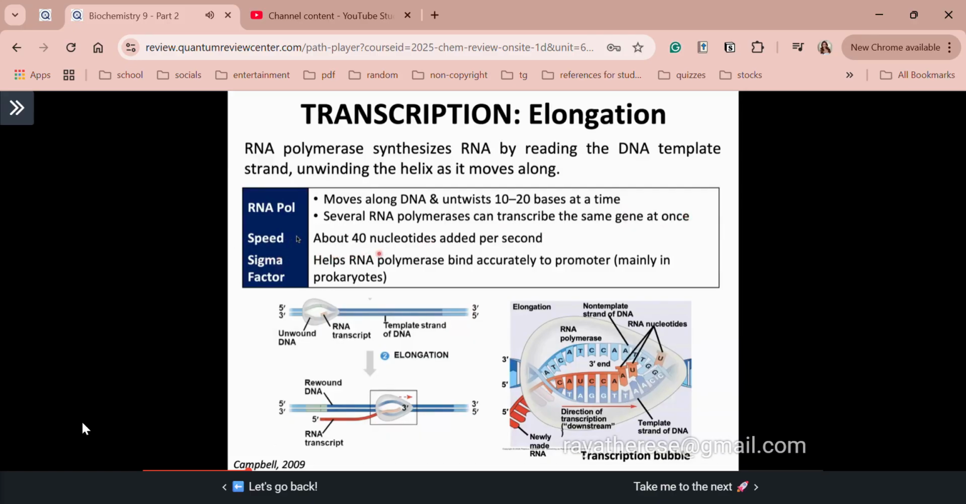Again, very efficient ang addition ng nucleotides wherein your RNA pol can add 40 nucleotides per second. And remember, don't forget the sigma factor. This helps your RNA polymerase to accurately bind to its promoter. Okay? So here is the specific reaction occurring in your elongation.